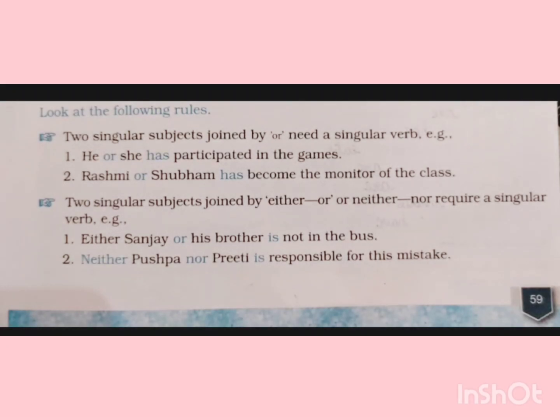Students, look at the following rules. Two singular subjects joined by or need a singular verb. That means, my dear children, if we are talking about two singular subjects joined by or, then in that case a singular verb is used. For example, see the first one, he or she. He and she are two singular subjects. So with he or she we will use a singular verb, that is has participated in the games.